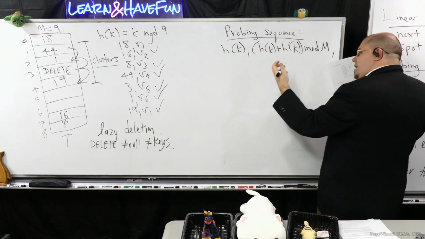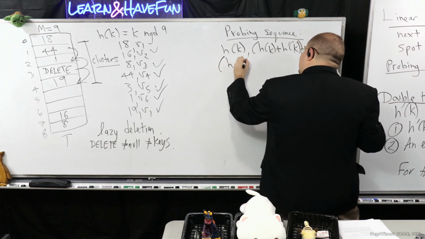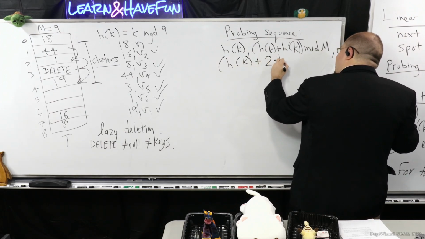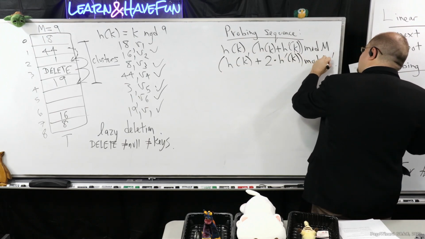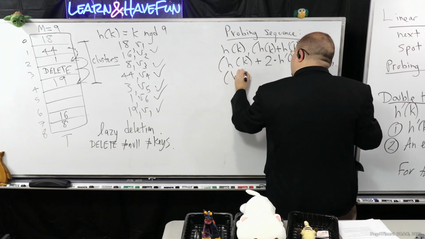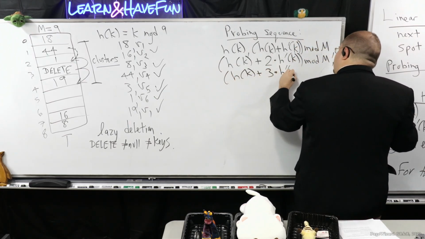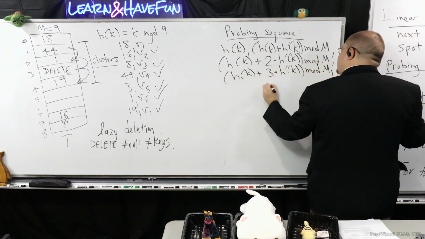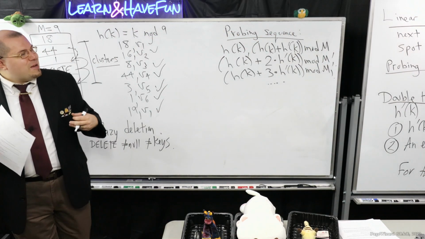Each time I take a step, instead of it being just one step, it's going to be multiples of h prime of k. So plus 2 times h prime of k mod M. And if this fails, then I try h of k plus 3 times h prime of k mod m. And so on until you've checked the entire table. Or you get my point.